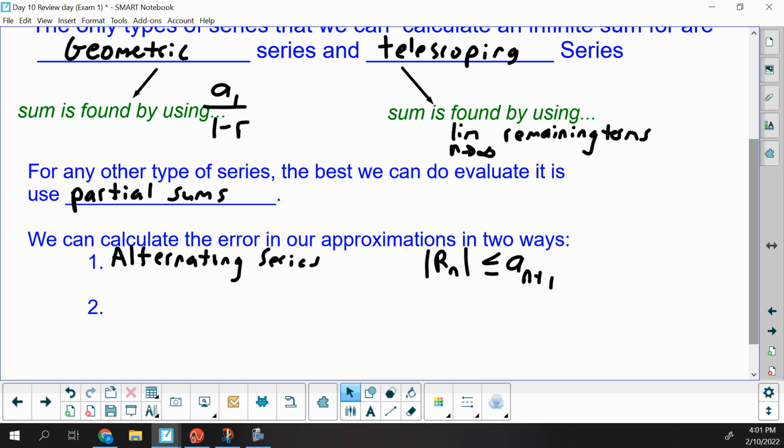The other is with our integral remainder. Your remainder will always be less than the integral from n to infinity of f of x dx. So if you do the 10th partial sum and you want to know how close that is to the infinite sum, well, we can do the integral from 10 to infinity. Whatever number we get is an upper bound, something we know is definitely greater than that difference between the infinite sum and the 10th partial sum.